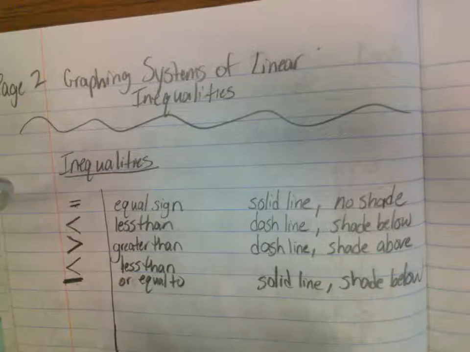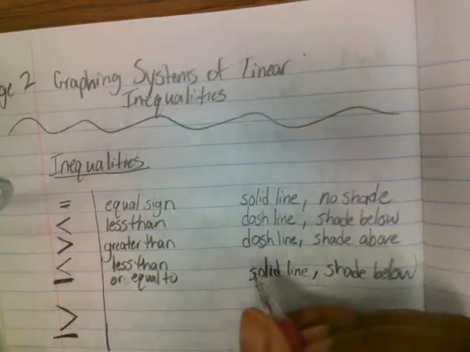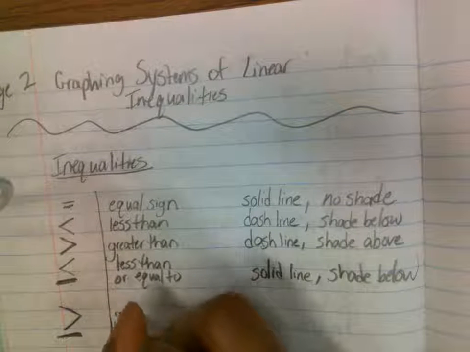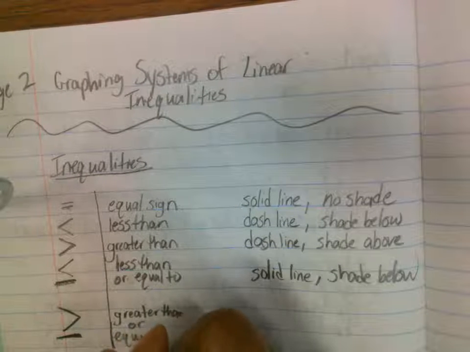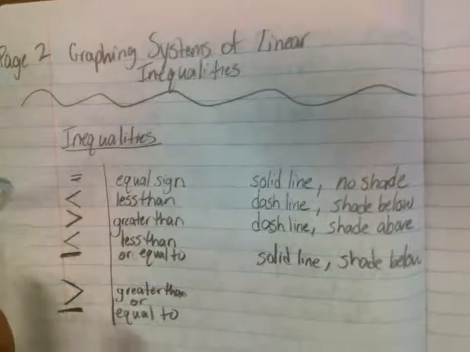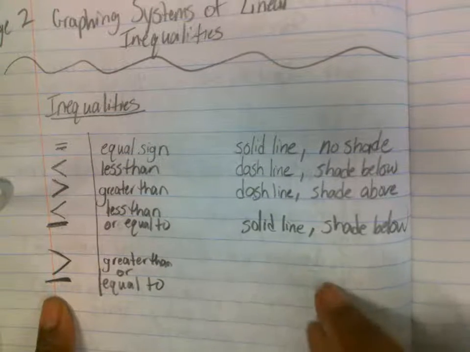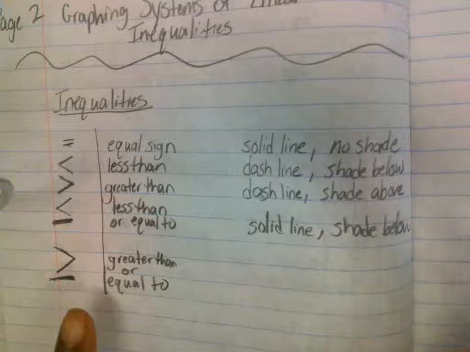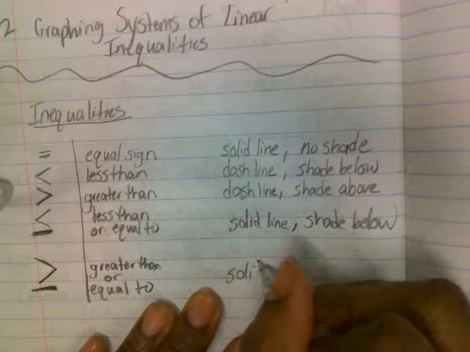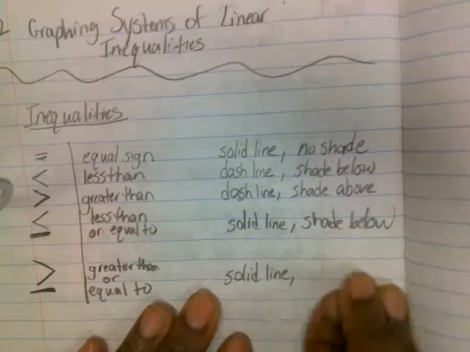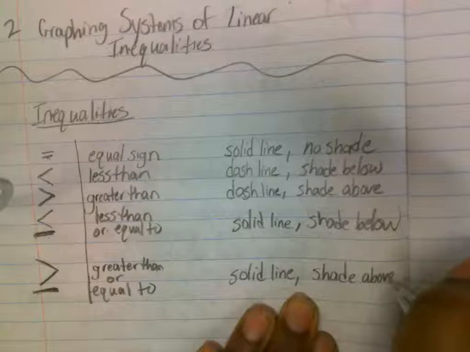The last inequality looks like this, where you have greater than sign and under it is equal to. So this one is greater than or equal to. And of course, for this one, there's an equal to sign. How do you think we shade or graph this? What kind of line is it going to be? Do you think it's going to be solid or dash? Solid. Very good. And do you think you're going to shade above or below? Above. Very good. Good job, y'all.